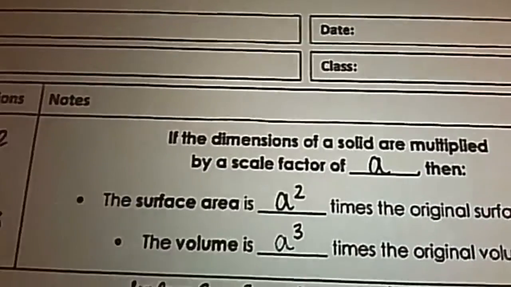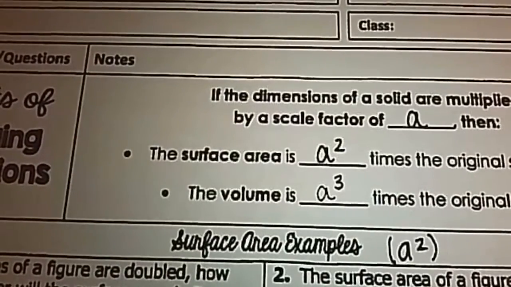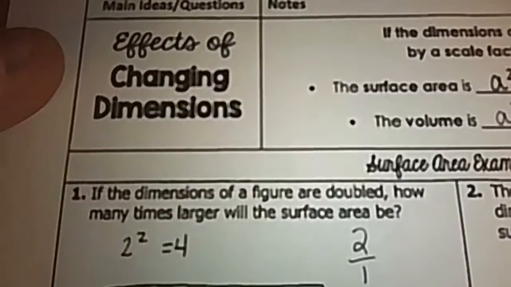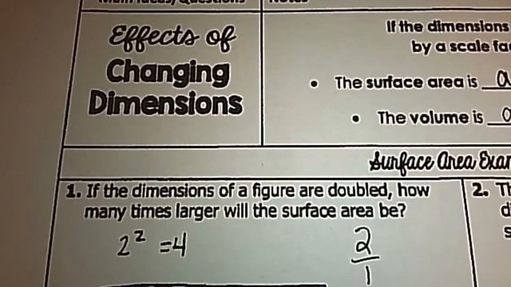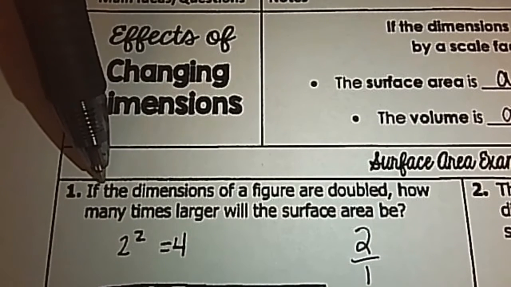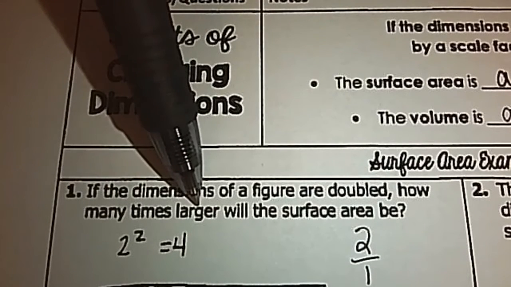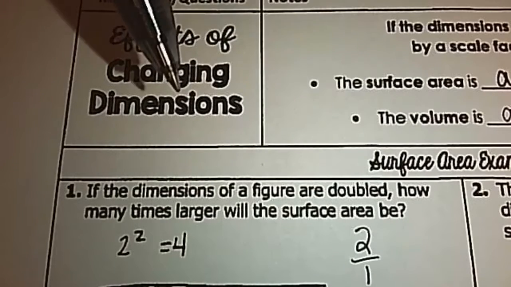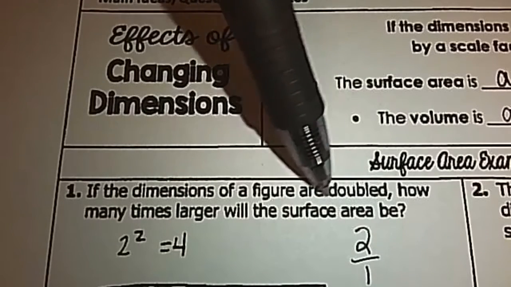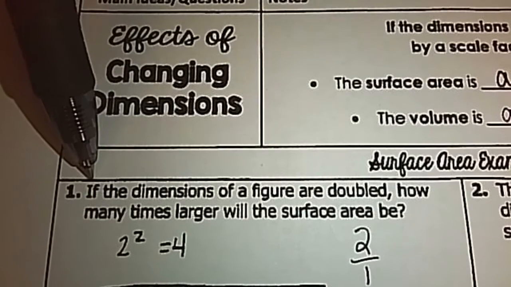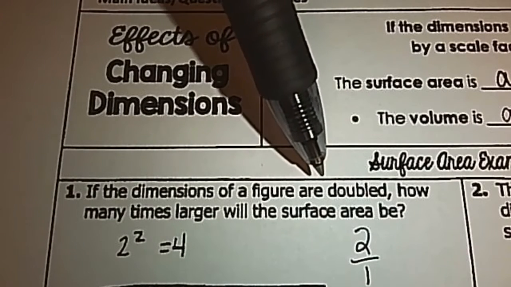So let's first take a look at surface area examples, which we're going to be dealing with the A squared. Number one here: if the dimensions of a figure are doubled, how many times larger will the surface area be? As with any word problem, you want to figure out your parameters of what's in the word problem. You are looking for how many times larger will the surface area be. So we're dealing with surface area, you have to identify that, and the dimensions of this figure are doubled.